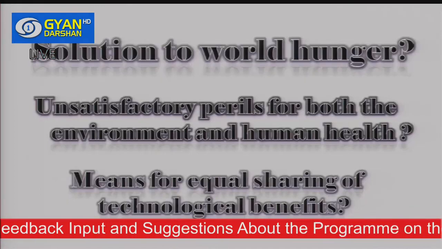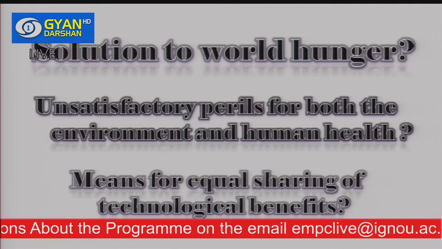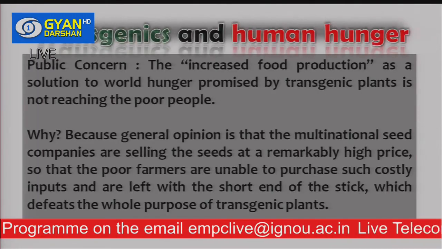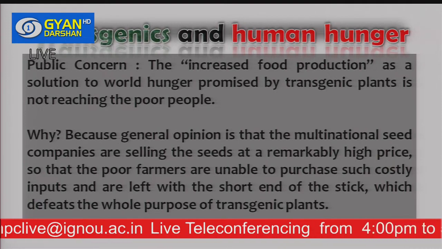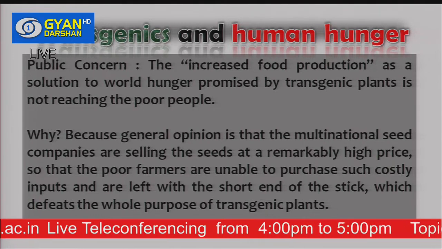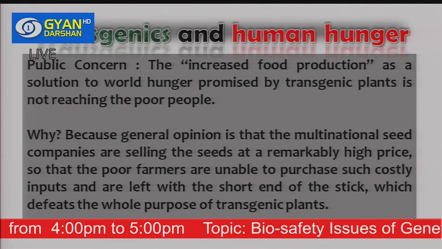Now, another question: is it a solution to world hunger? Is it actually doing good for the society? This is another question, and it concerns equal sharing of technological benefits. What do you mean by equal sharing of technological benefits? That means whether it is actually doing good for the poor people, for the farmers, and whether it is capable of mitigating world hunger. These are the questions. You are developing the technology, but is the technology shared equitably among the common masses, the common people, the poor people, the farmers?